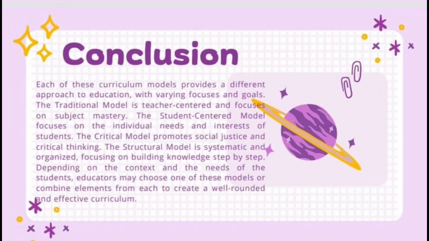So for the conclusion, each of these curriculum models provides a different approach to education with varying focuses and goals. The traditional model is teacher-centered and focuses on subject mastery. The student-centered model focuses on the individual needs and interests of students. The critical model promotes social justice and critical thinking. And the structural model is systematic and organized, focusing on building knowledge step by step.